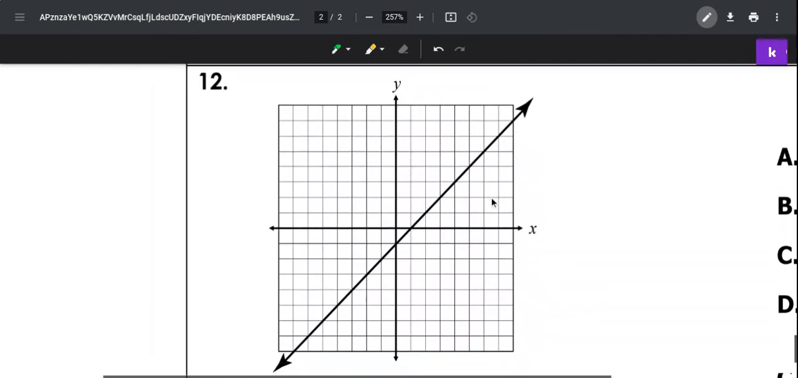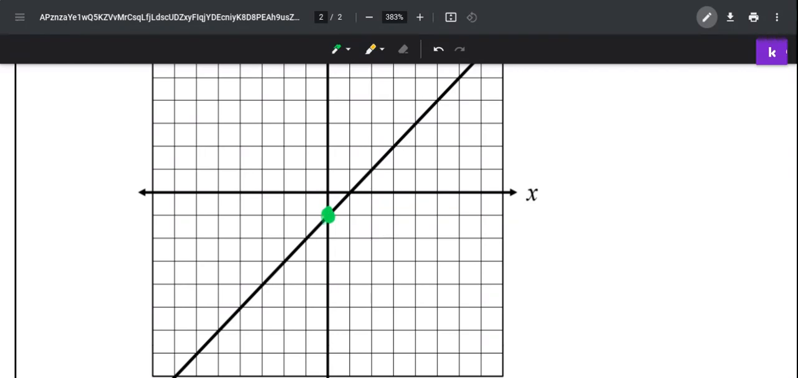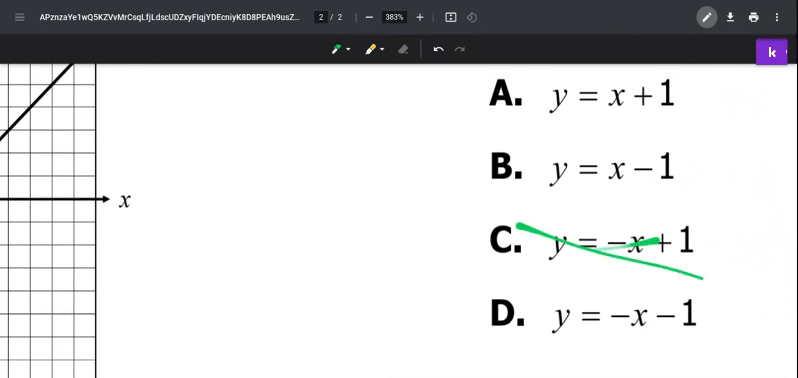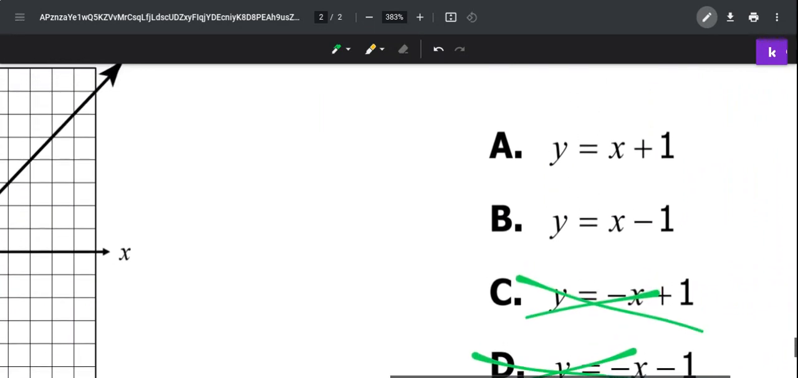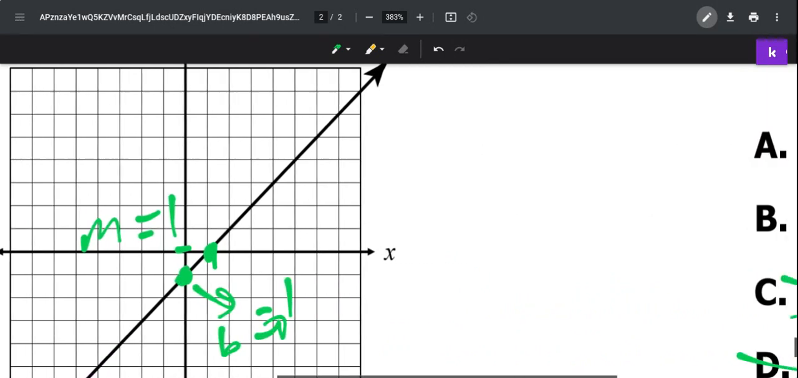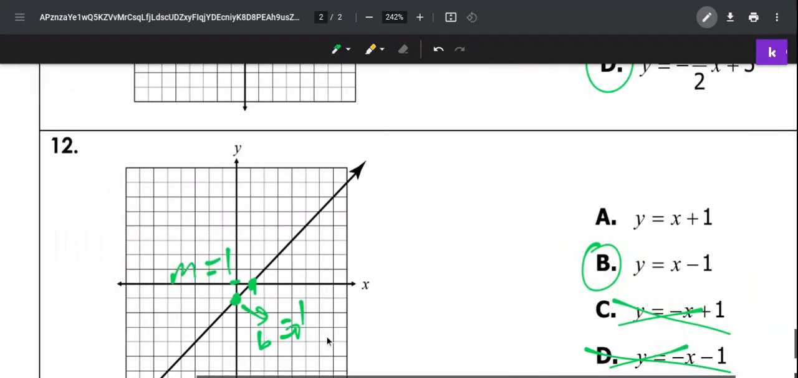All right, so we'll do another one on number 12. Here's where the line crosses the y-axis. It perfectly cuts through right here. m equals, let's see, we would go up 1 over 1, so m equals 1. So it's not going to be C or D. Has to be A or B. Now, this is negative 1 for the y-intercept. So B is negative 1. So that is our answer, B.